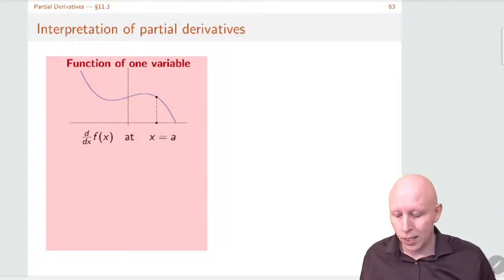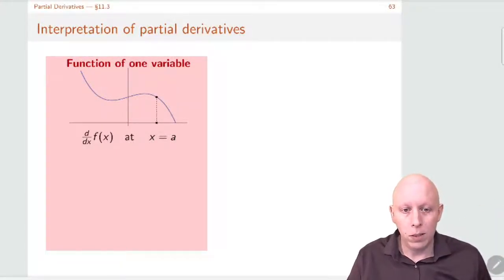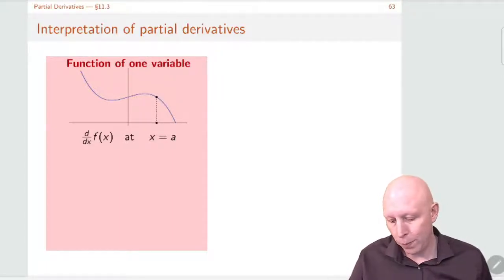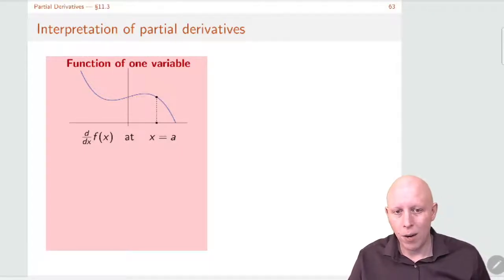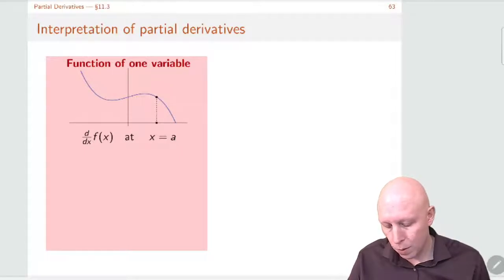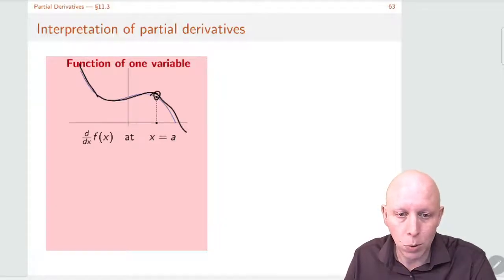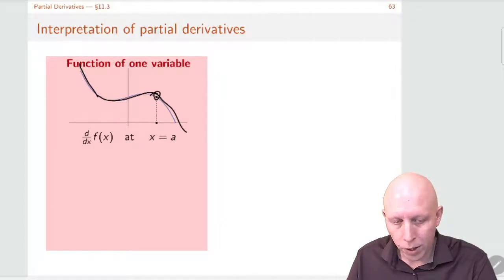Hi, welcome back. Today we're going to talk about how to interpret what a partial derivative is. So let's first again go back to our functions of one variable and talk about how we understand what that means. So often when we're talking about a function of one variable, we've got our graph of our function, and we're asking to take a derivative at a point.